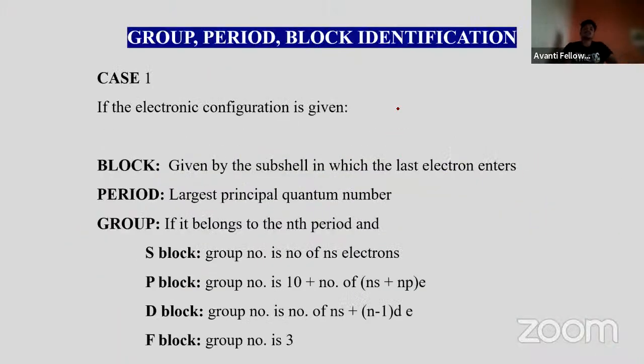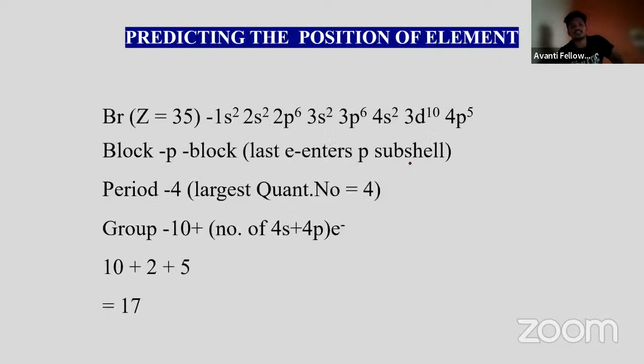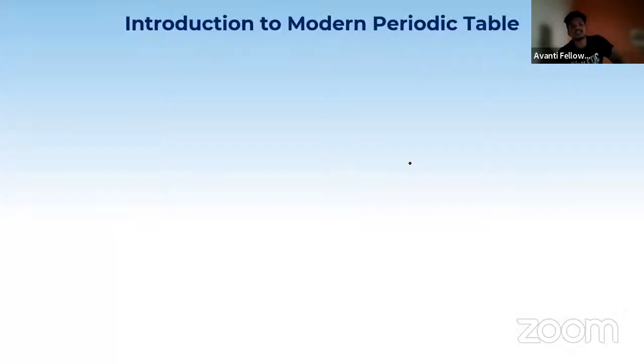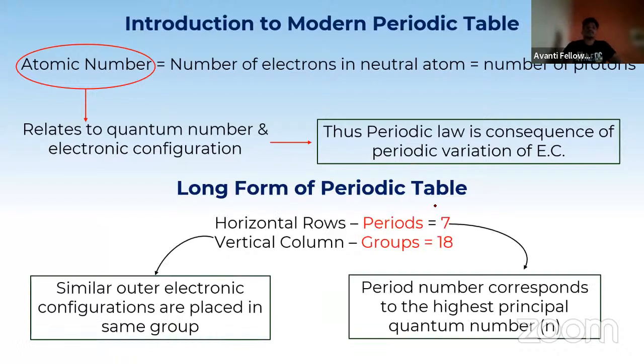Now, these are the very, very most important: how to identify a period, how to identify a group, how to identify a block. We will discuss this one later. Just focus here. The atomic number can be found out by the number of electrons in the neutral atom or the number of protons.